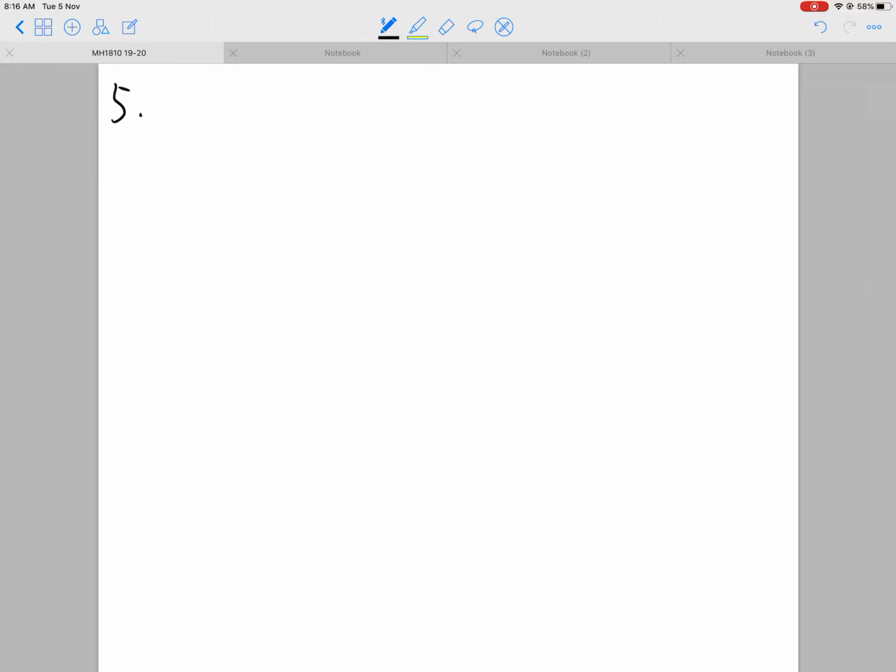Okay, problem 5. It's the integration of cosine x to the power of n. n could be 0, 1, 2, any non-negative integer. First, prove the formula for I_n when n is greater or equal to 2. Right, so let's try to do this integration.